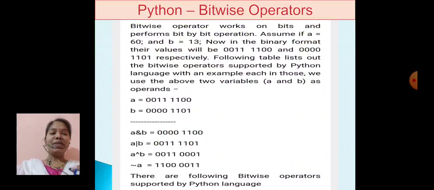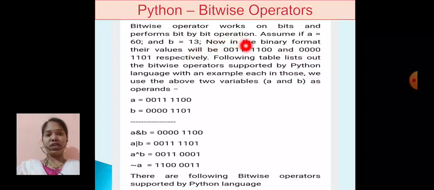See, Python bitwise operators. Bitwise operators work on bits and perform bit by bit operations. Assume a equal to 60 and b equal to 13. Okay, so it will perform bit by bit operations, meaning whatever integer or float type number there is, basically consider an integer number. Whatever the number is, first it will be converted into binary, and then on those binary bits the necessary operations will be performed with the help of the different bitwise operators.